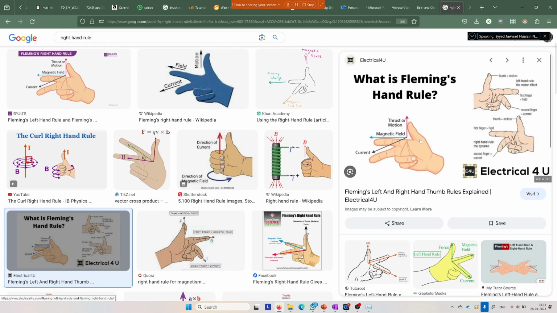Left hand or the right one? Yeah, so Fleming's hand rule is kind of generalized. Here you're looking at the case of a motor, so we use the left hand. But if you're looking at the case of a generator or dynamo, then you use the right hand. Okay, yeah, it's weird like that.